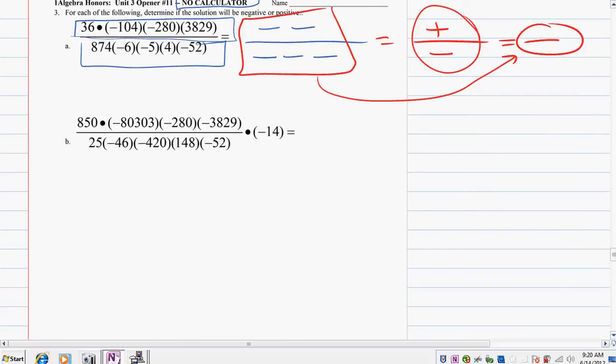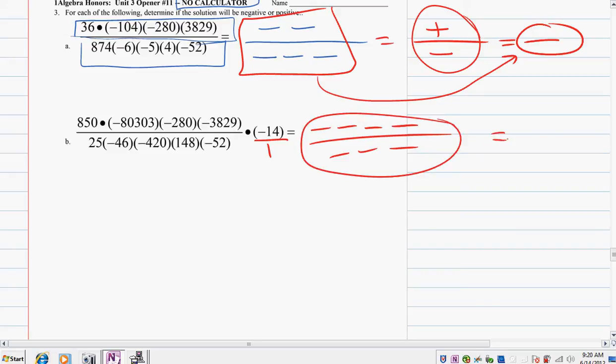So looking at the next one, since it's all multiplication and division and the rules are the same, we can count. You can think of this as over 1. So we have 4 on top, and on the bottom we have 1, 2, 3. So again we have 7, which means it's going to be negative. So these are both going to be negative and negative.